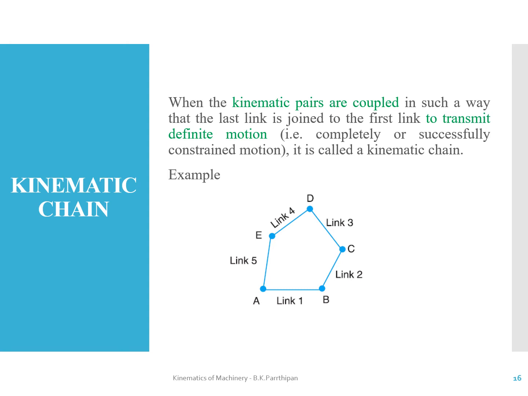Here, let us consider one example which has 5 links. This is link number 1, link 2, link 3, link 4, link 5. Link 5 is the last link, which is connected to the first link in order to transmit motion. So this is an example of a kinematic chain.